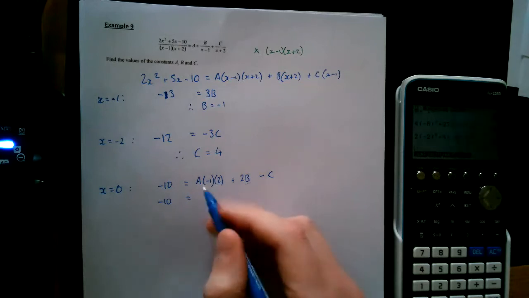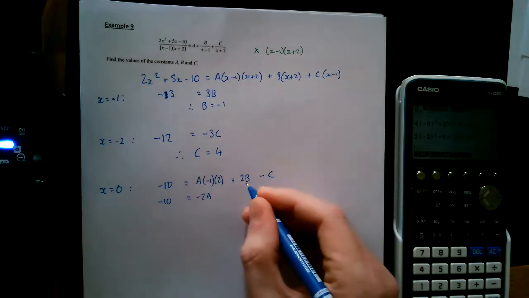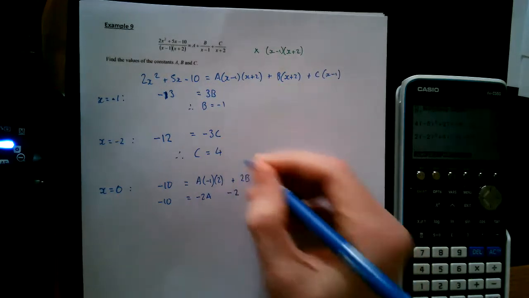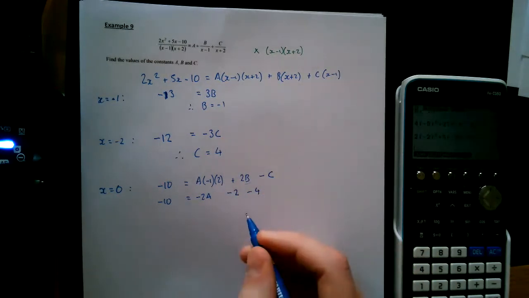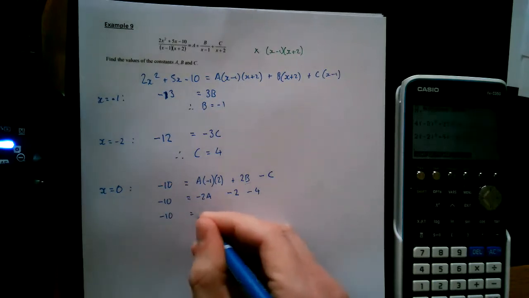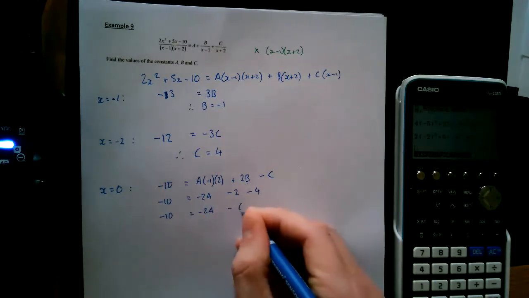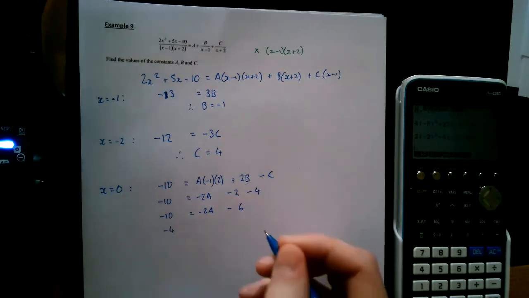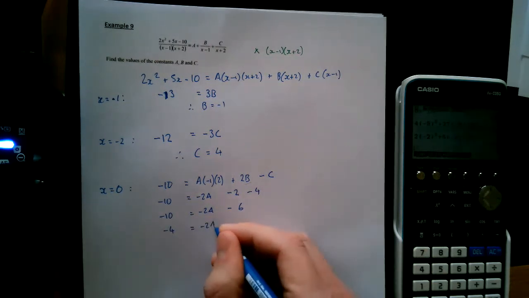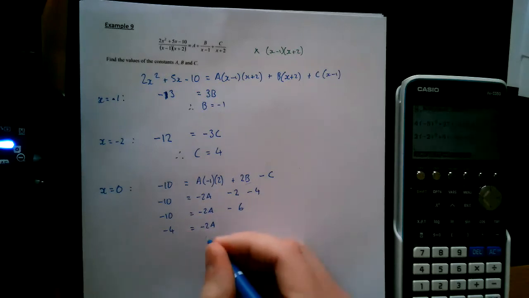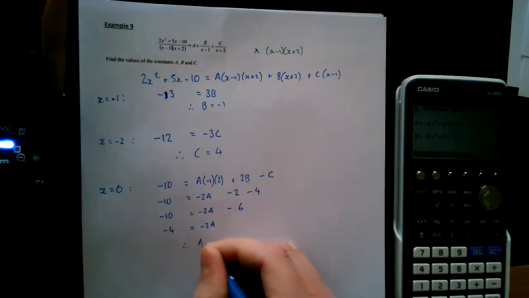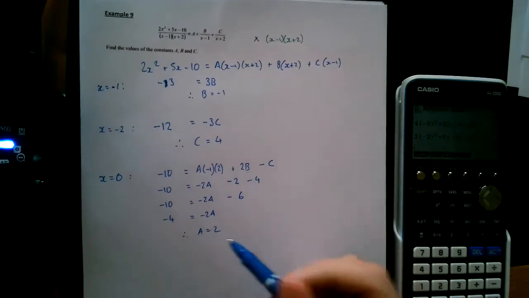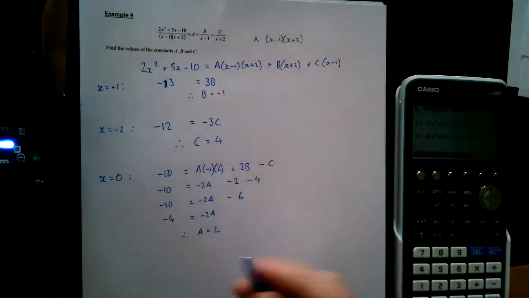So if I just simplify that, I get minus 2a. B was minus 1 times 2 is minus 2. C is 4, so minus 4. Okay, so I get minus 10 is minus 2a minus 6. So now if I take the minus 6 to the side, minus 4 equals minus 2a. Divide by minus 2. So therefore a is just 2. So I've got my 3 values, my a, my b, and my c.